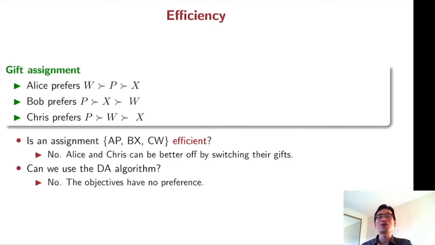So how can we find an efficient assignment? Can we use the deferred acceptance algorithm that we used for the matching problem? The answer is no, because the objects have no preferences.